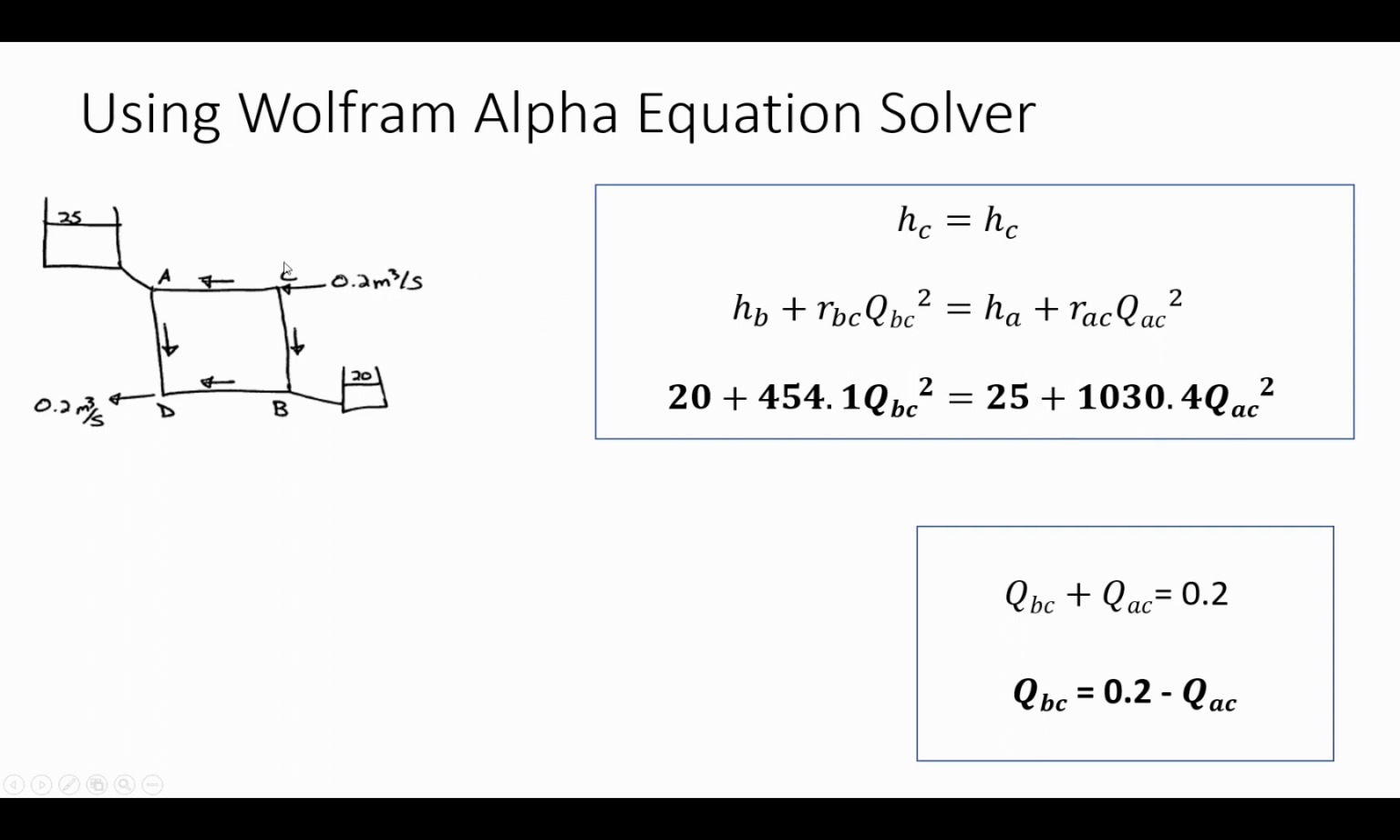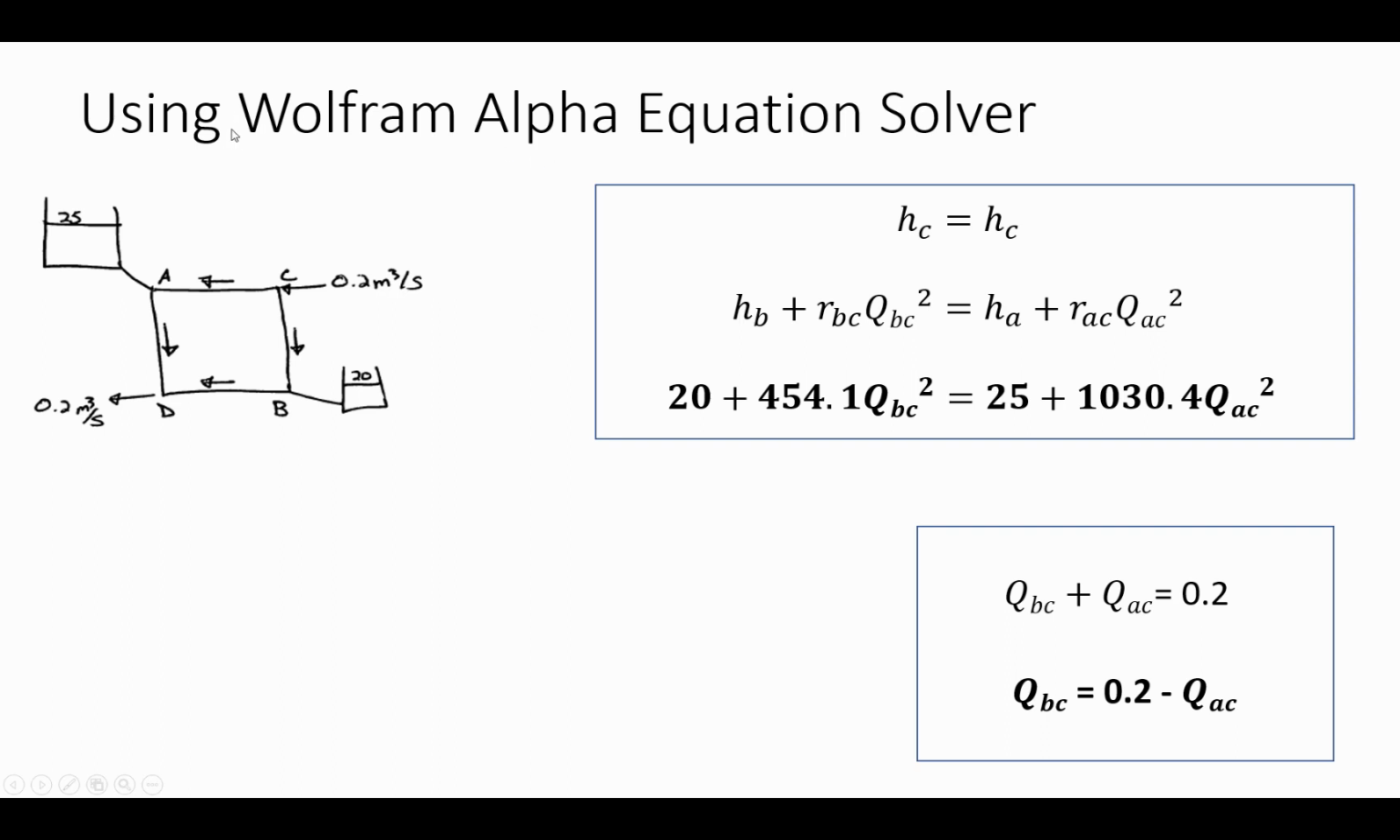Then the other thing we know about junction C is the continuity equation applies there, so the sum of the two flow rates is equal to 0.2 cubic meters per second. So in bold is one equation, in bold is another, and what we're going to do is substitute this term of QBC in here and solve for QAC. You can do that in your calculator. If you know how to set it up in your calculator, it'll be real easy. Or if you do it on Wolfram Alpha, it's also a way to solve the equation.